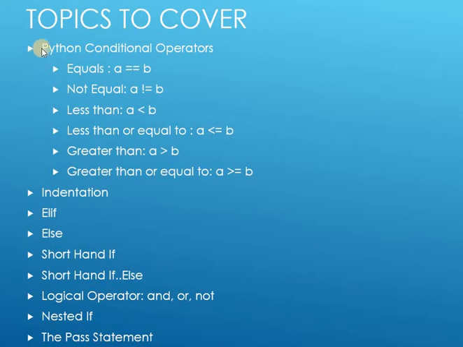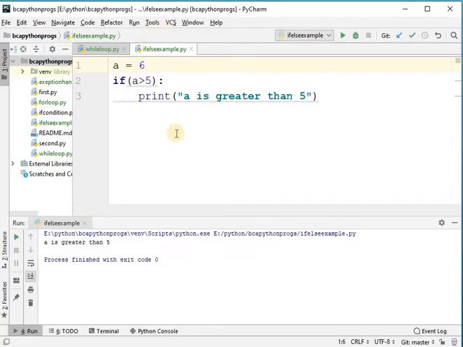So let us start our concept with conditional operators available in Python language. As per other programming languages, there are a total of 6 conditional operators available: equals, not equal, less than, less than or equal to, greater than, and greater than or equal to. You can note it down by pausing the video. I am going into the practical implementation of these conditional operators. Let us move to PyCharm.